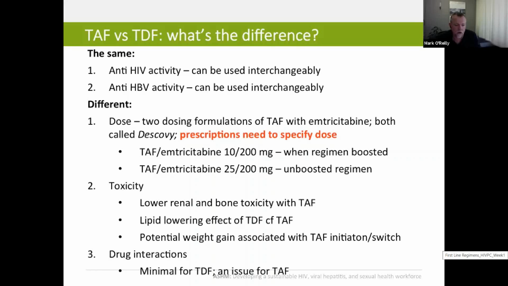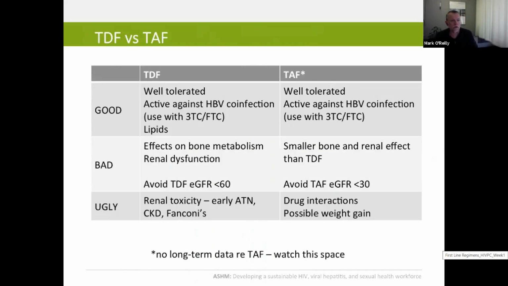And there are some subtle drug interactions. Drug interactions for tenofovir disoproxil fumarate are minimal. But TAF, on the other hand, does have some clinically important and relevant drug-drug interactions, and these are largely to do with tuberculosis treatment and some anticonvulsants as well. So sometimes it's not appropriate for an individual to take a TAF-containing regimen because of other comorbidities or other medications. So when we compare TDF to TAF, let's start with TDF.